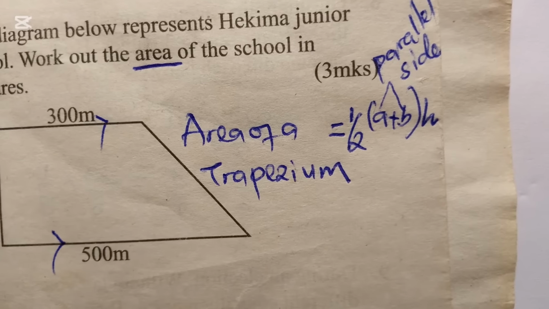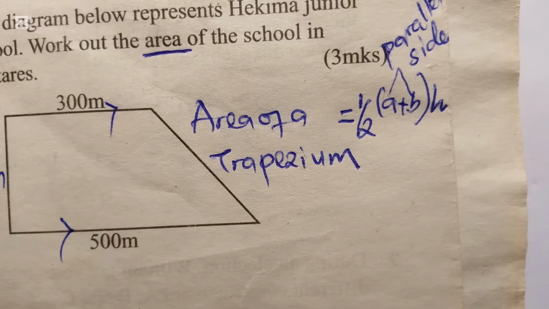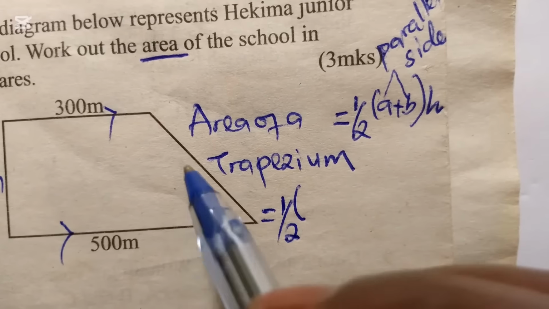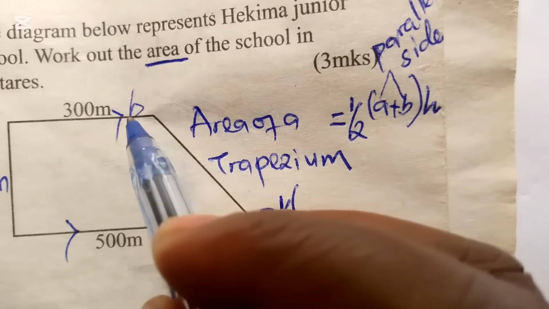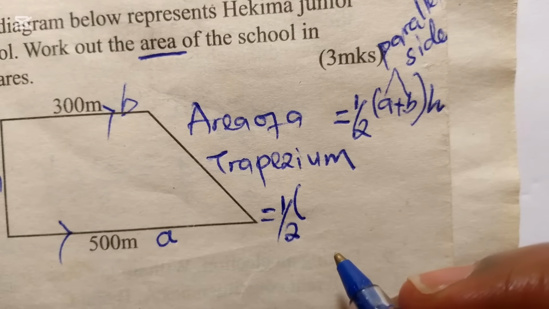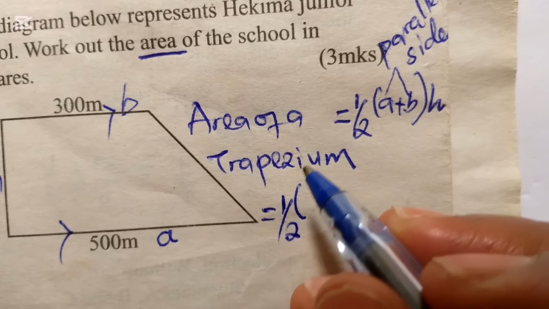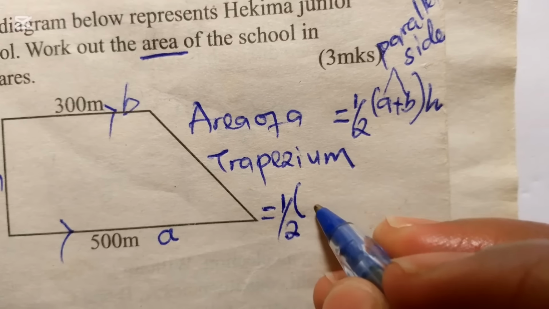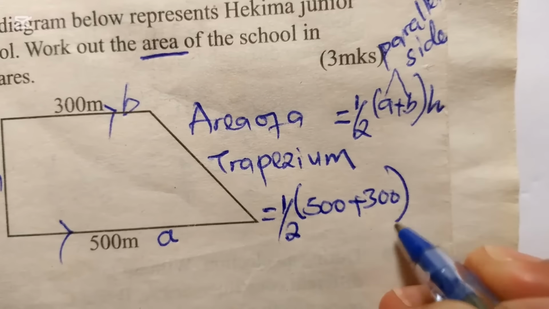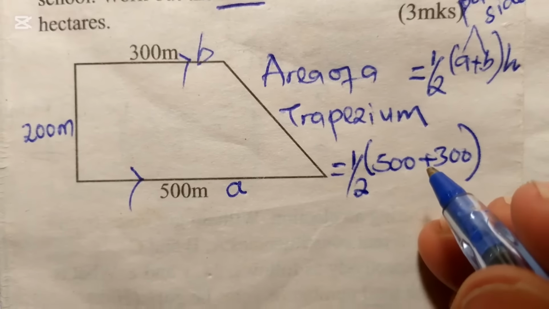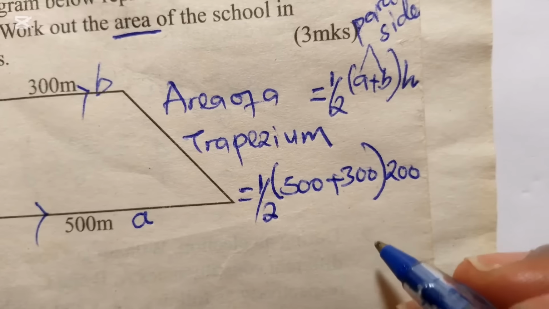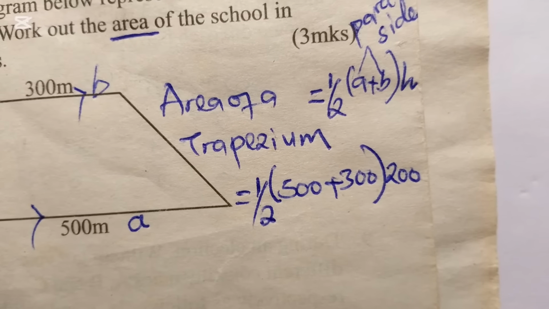Okay. So let us substitute together. We'll have a half into, any of them can be A, any can be B, because we're just adding. It doesn't matter where you place your A and where you place your B. Yeah, so we'll have a half into (500 plus 300) into, our height is 200 meters, so 200 meters.